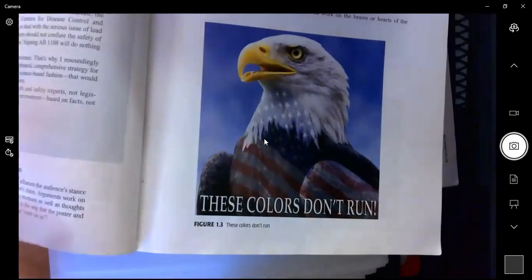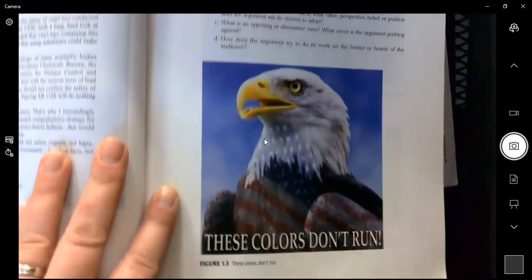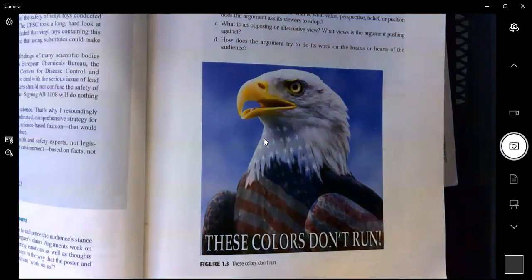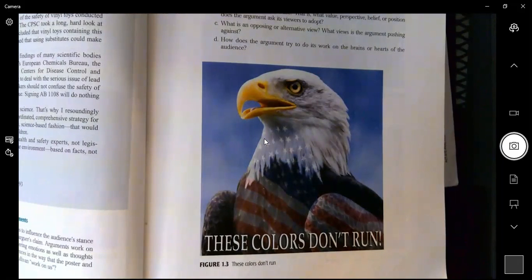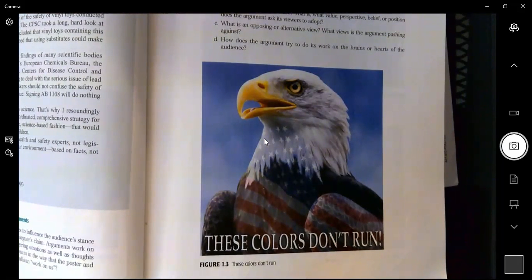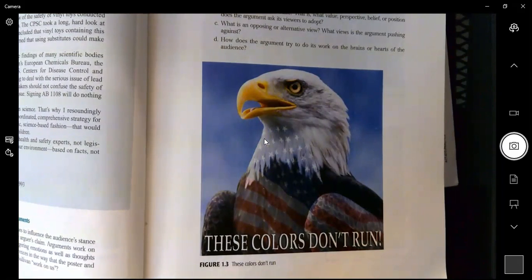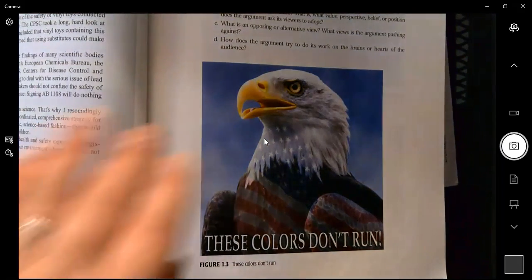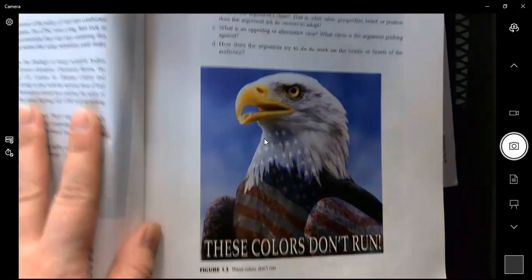So basically any argument, explicit or implicit, has a message and has an audience, right? It's for somebody, and it is asking them to think or feel a certain way. So we've got figure 1-3 here. And we're going to look through this.